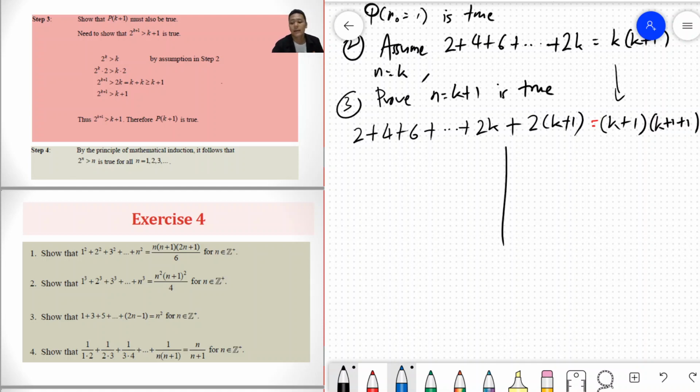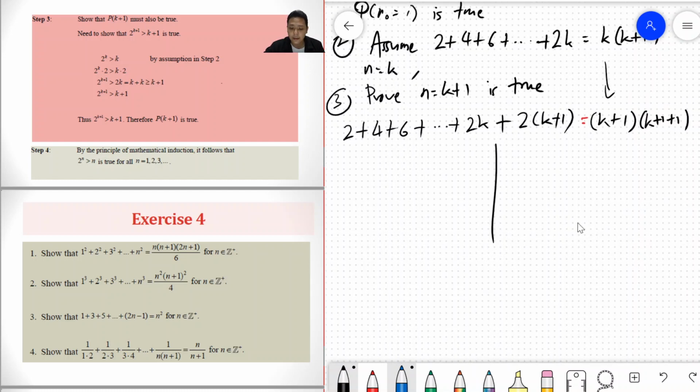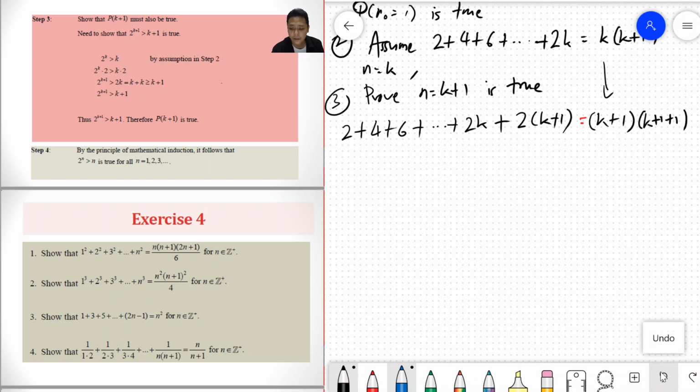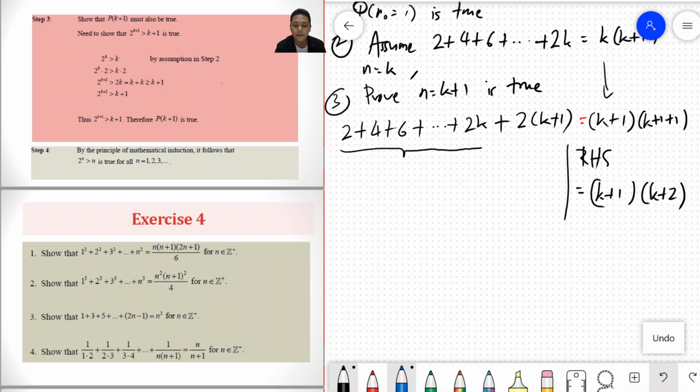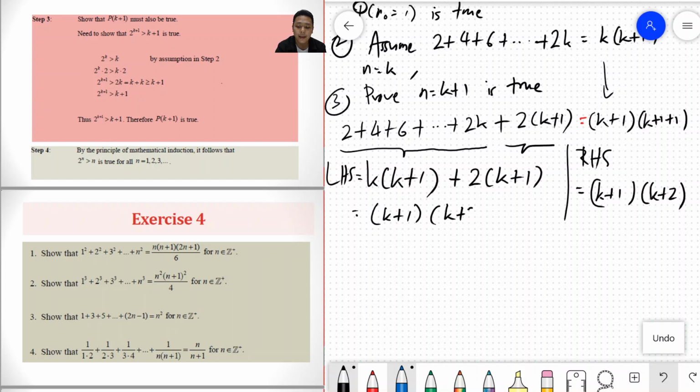And do this independently. You can always start with the right hand side or the left hand side, up to you. But for this lecture, for easier understanding, you can see directly that the right hand side is equivalent to k plus 1, k plus 2. And the left hand side, as we assume that the summation from 2 up until 2k will be k plus 1, you add to this 2k plus 1. Some of you can see directly that this left hand side can already be factorized to k plus 1, k plus 2.